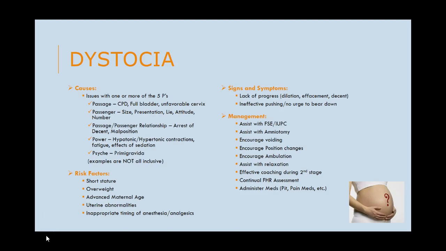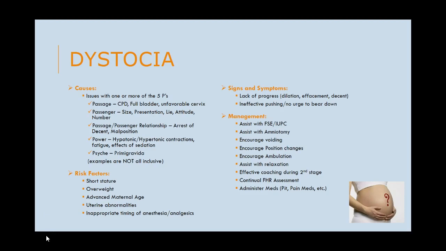The passage-passenger relationship. Arrest of descent basically means exactly what it says. It is the stopping of the fetus from descending any farther into the pelvis or the vaginal canal than it already is. So if we cannot get the fetus to descend properly, then obviously we're not going to have a good outcome for a vaginal delivery. And then malposition. So again, back to that posterior positioning of a baby.